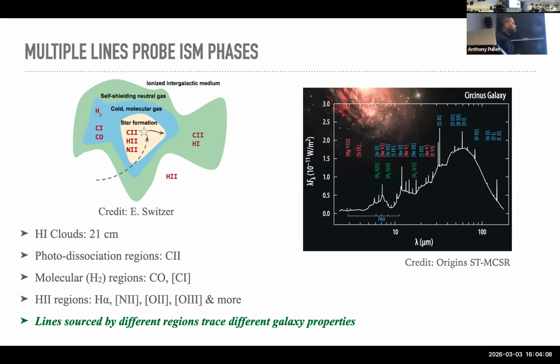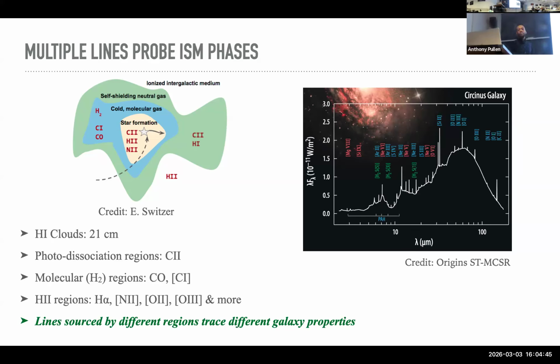So, for example, you have HI clouds, which can be tracked using 21 centimeter emission. You have photodissociation regions where stars emit UV light that then ionizes the gas around them, which can then collide with electrons in order to produce CII emission. You still have tracers of molecular clouds. So, for example, while molecular hydrogen doesn't have a permanent dipole, so it's hard to measure, you do have other lines like CO, carbon monoxide, and CI, which tend to trace these regions as well.